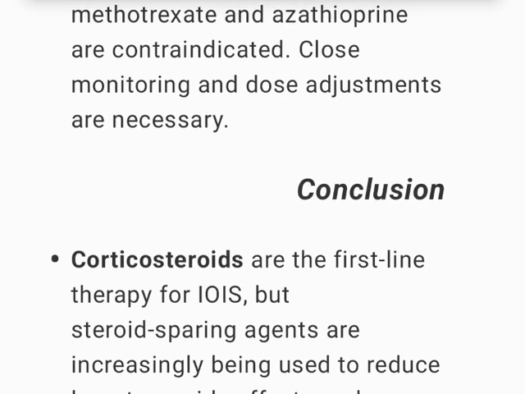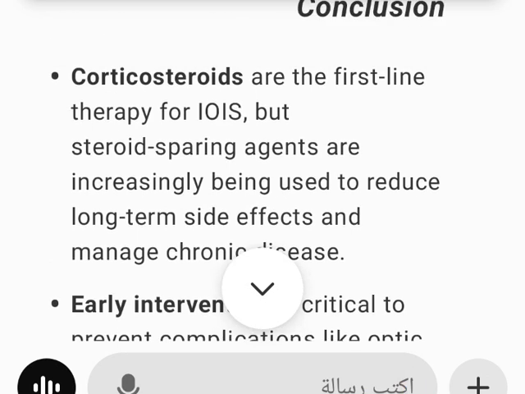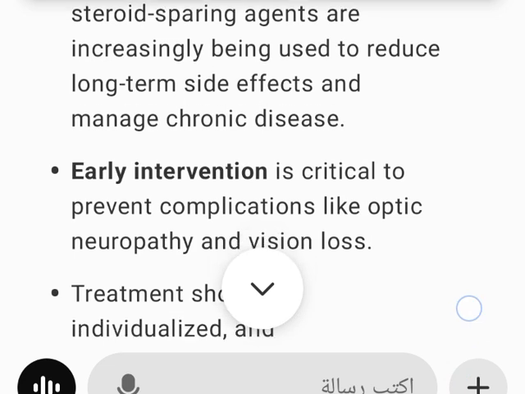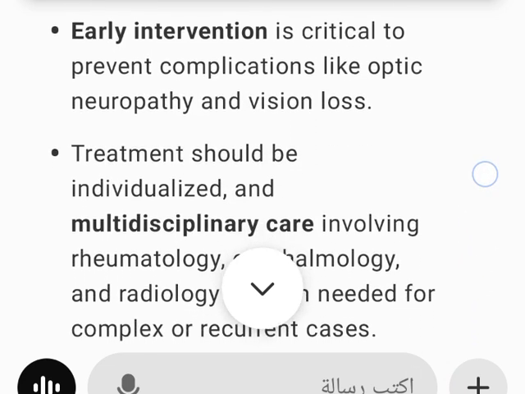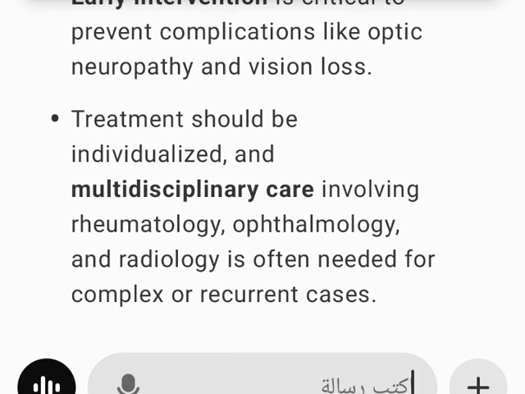Conclusion. Corticosteroids are the first-line therapy for IOIS, but steroid-sparing agents are increasingly being used to reduce long-term side effects and manage chronic disease. Early intervention is critical to prevent complications like optic neuropathy and vision loss. Treatment should be individualized, and multidisciplinary care involving rheumatology, ophthalmology, and radiology is often needed for complex or recurrent cases.